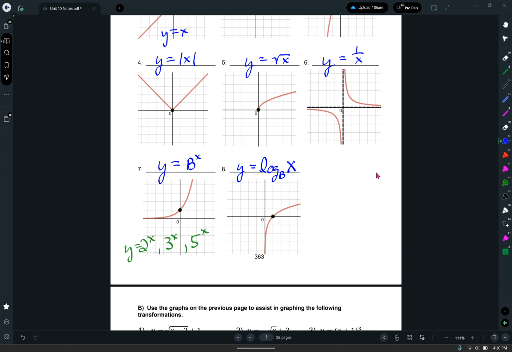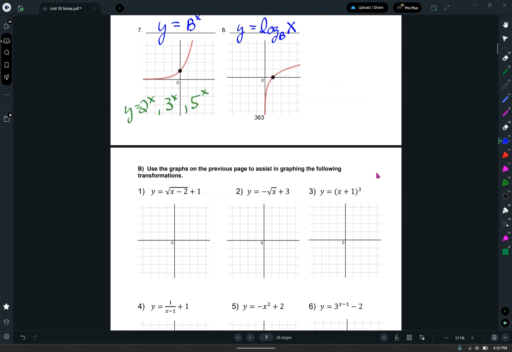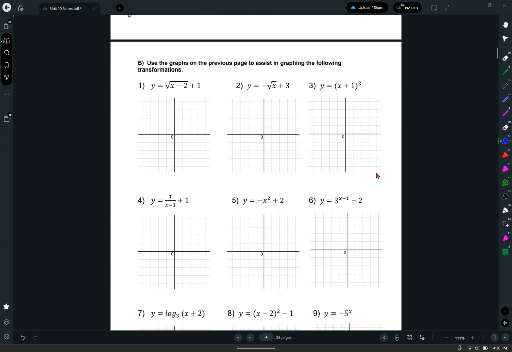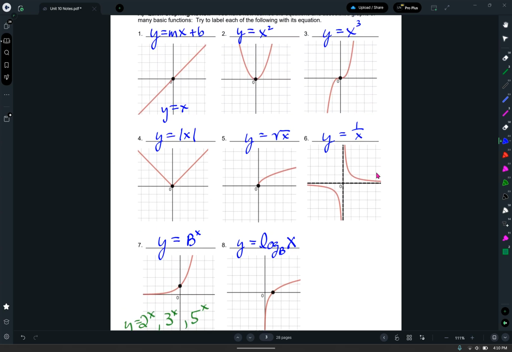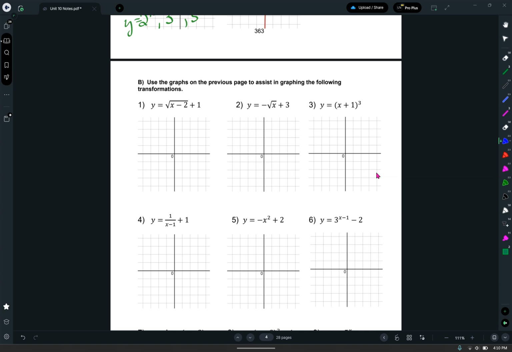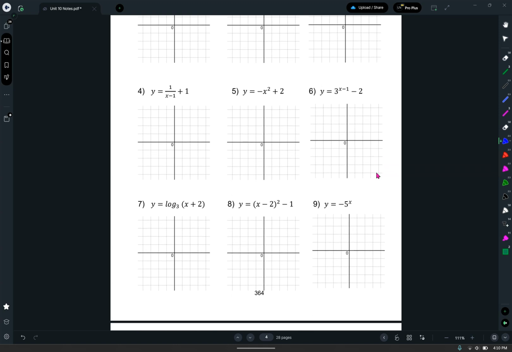Okay, so we're not going to do another unit that is completely a review, but we're going to take it a little bit of a step further. Now, this next page is taking all of these parent functions that we've learned, and it's just a review of what happens when you move them up or down or left or right or whatever. So again, this is like a homework page, but this would be a good page for practice to make sure you remember all the different ones.